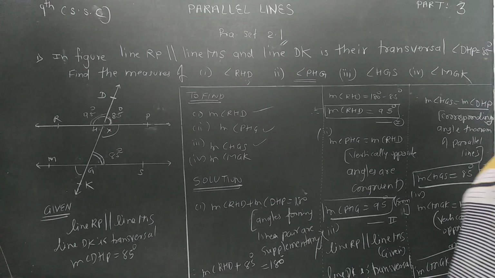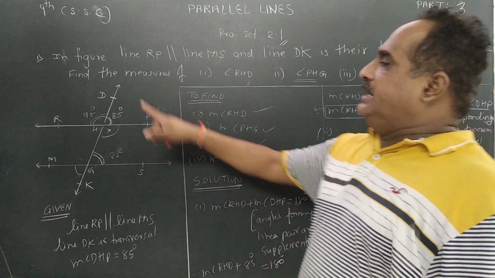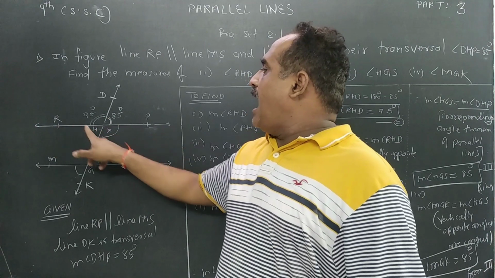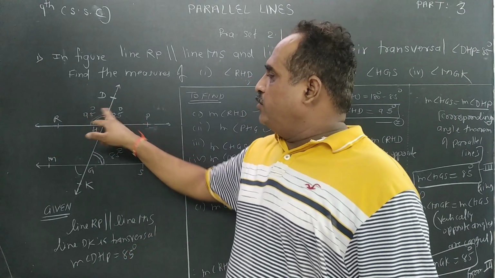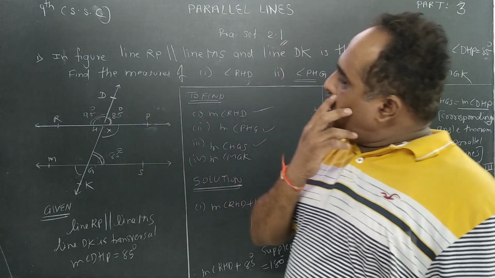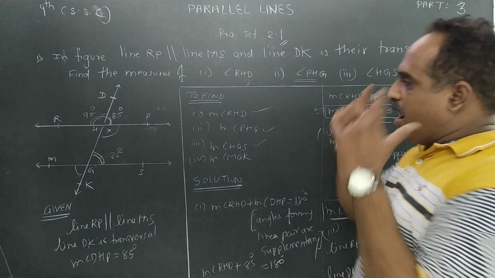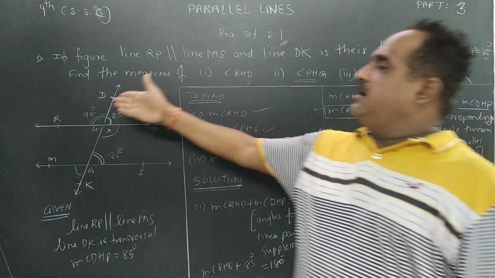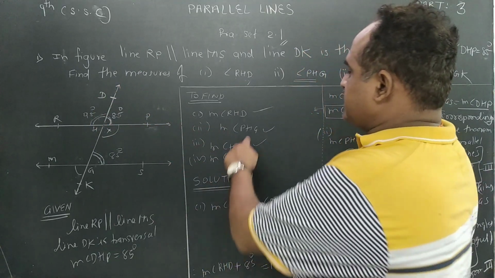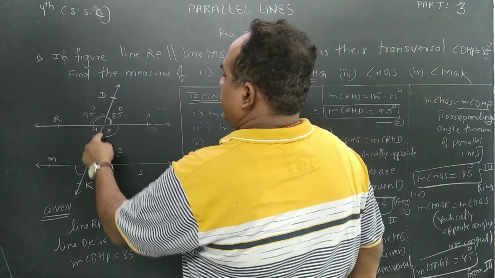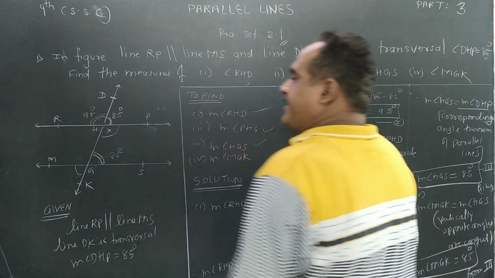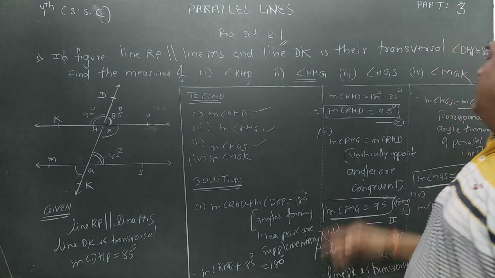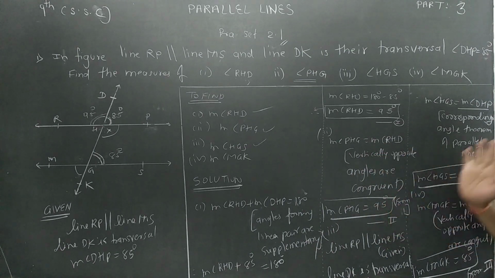Once again I'll tell you. How did we judge? How much is DHP? 85. But they have asked you what? RHD. So I come to know that these two angles are angles forming linear pair. In mind: linear pair. Angles forming linear pair are supplementary. So I got this 95. Then they asked the second one, PHG. Since I know this, this will be the same. What reason to write? Vertically opposite angles. Vertically opposite angles are congruent. I used this, so I got 95.